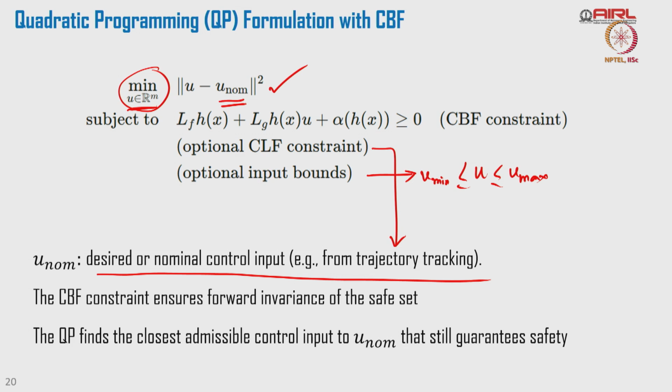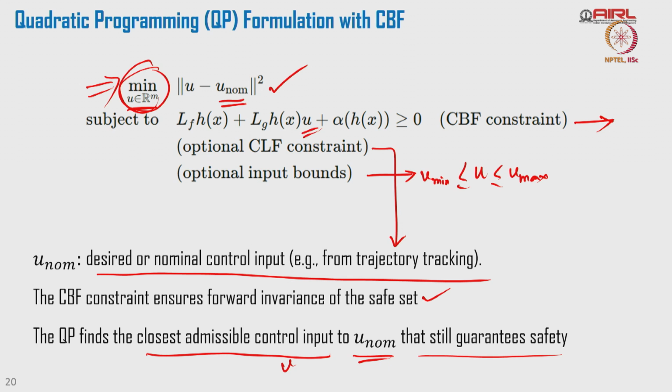Okay. The CBF constraint ensures forward invariance of the safe set. Okay. This one. And the quadratic programming finds the closest admissible control input U, which is closest to U nominal, so that this minimization happens and still it guarantees safety. Okay. So, U nominal is very important because it is serving another purpose, but that might not be enough for safety. So, we need another control input which is closest to U nominal. So, this minimization is required. Now, that input, what will it do? It will serve as a control input for the safety constraint.